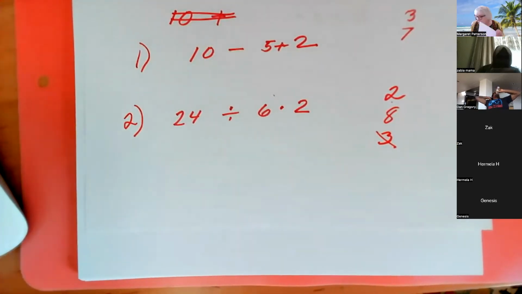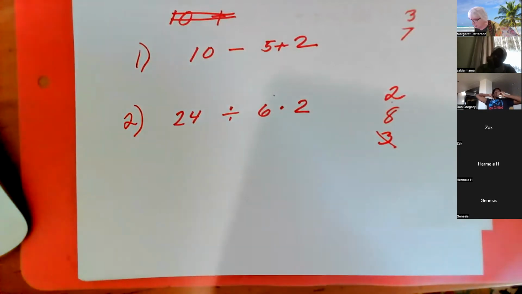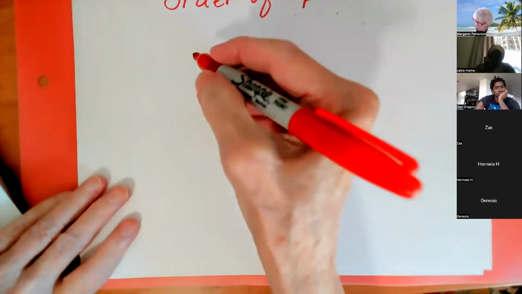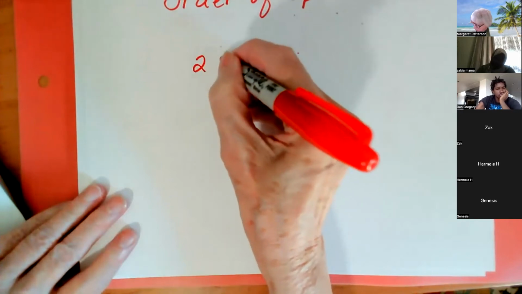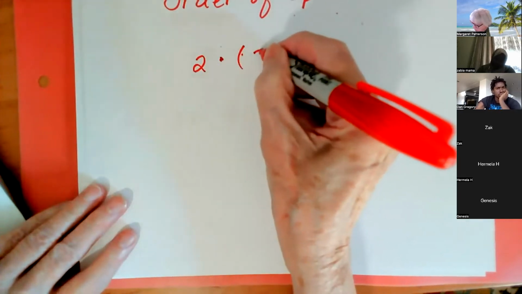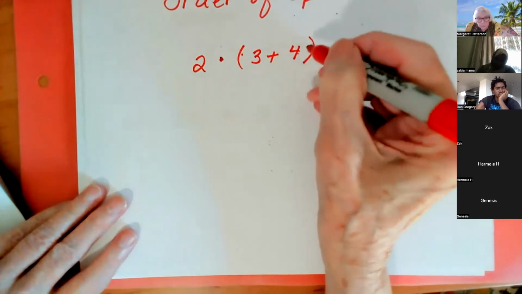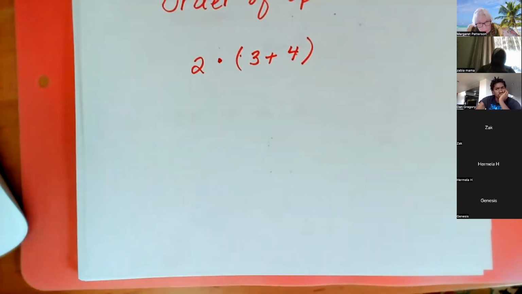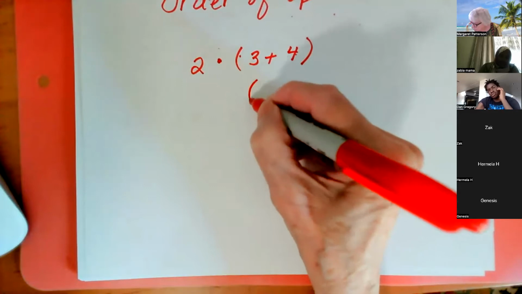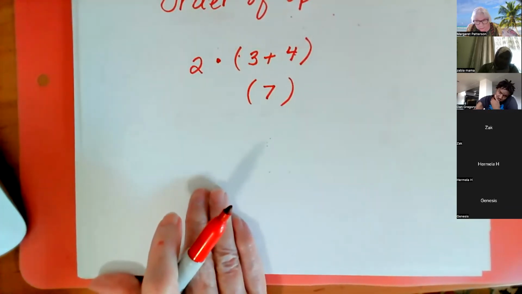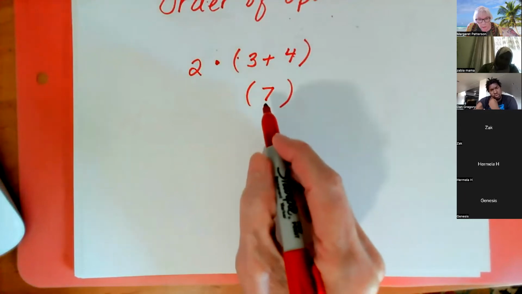Okay, so here's the deal. What if I had a problem like, let me write this down. What if I had a problem like this? 2 times (3 plus 4). What do you think would be done first? Parentheses. Parentheses is the all-time winner. Yep. And so when there's parentheses, you do that first, if you can. And so 3 plus 4 is 7.